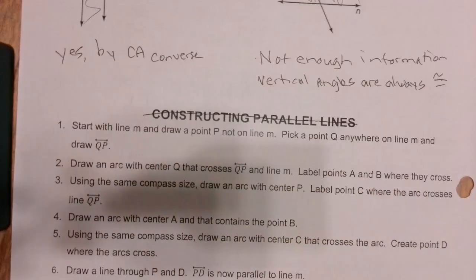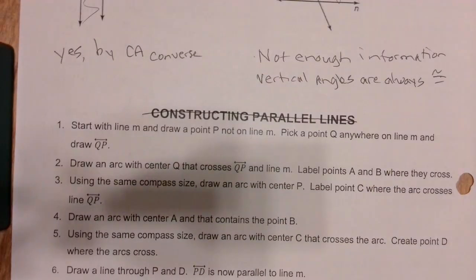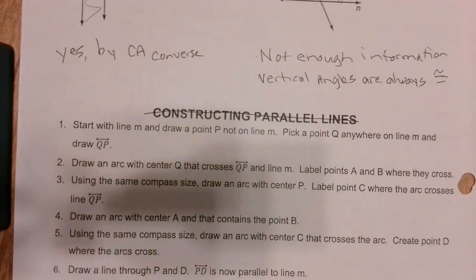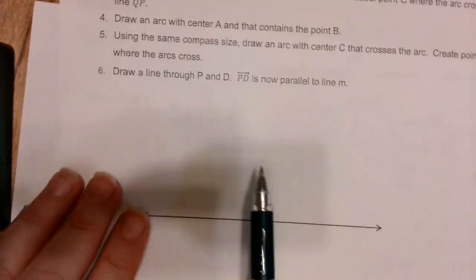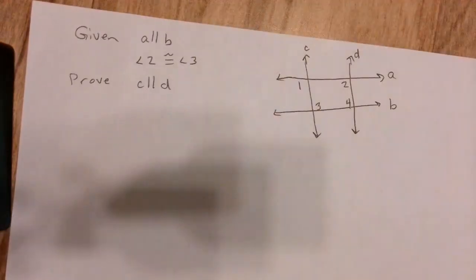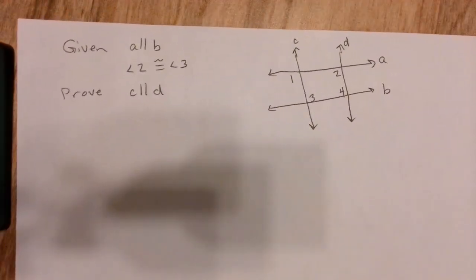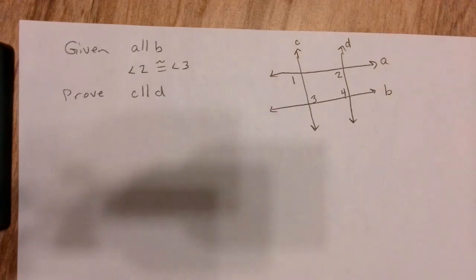Now, constructing parallel lines: we are not constructing parallel lines because I can't guarantee that everyone has a compass at home. I'm not even sure that I have a compass at home, to be honest. So we're not constructing. We are, however, going to do a proof. So on a separate piece of paper, or you might even have room down at the bottom of your paper, I'd like you to take just a moment, pause the video, and write this proof down.